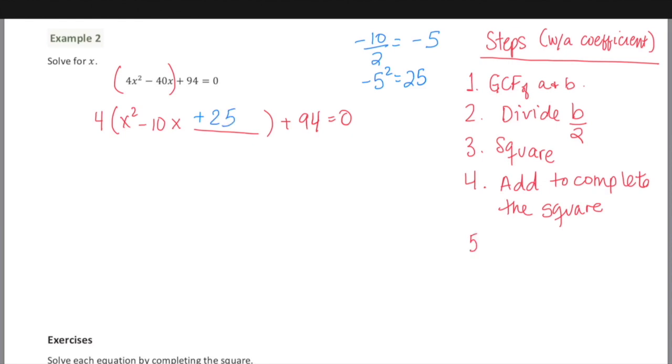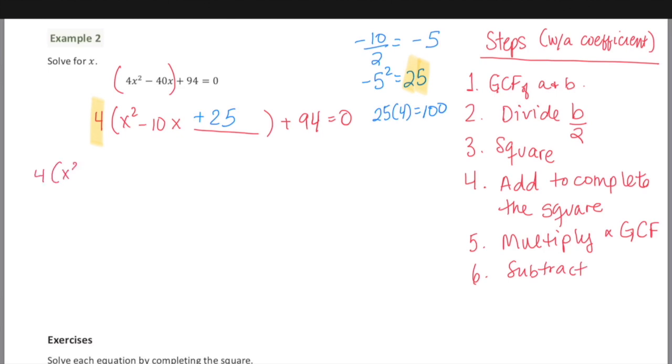Now, once I add it, I have to multiply it by the coefficient. So I'm going to multiply 25 times 4, and that is going to give me 100. Now, that 100, I'm going to subtract it. So by doing this, I'm balancing the equation. Whatever you add, you have to subtract. So I'm going to go ahead and do that.